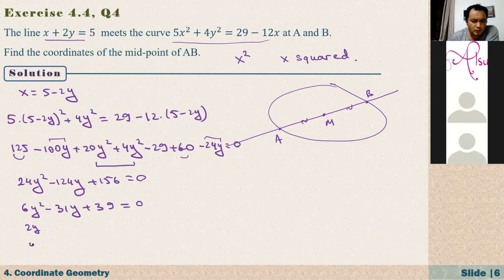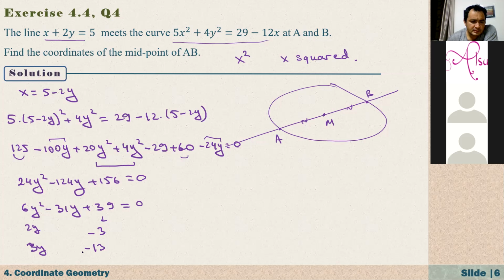Let's try this. 2y, I mean 3y, and this one is 13, 3, it is 39. It doesn't work. Minus 13 and minus 3. How about 13 and 3? No. Minus 3 and 13. Minus 13 and minus 3. Both of them minus. Then it is minus 26. It doesn't work, it's 35. No, it doesn't work.